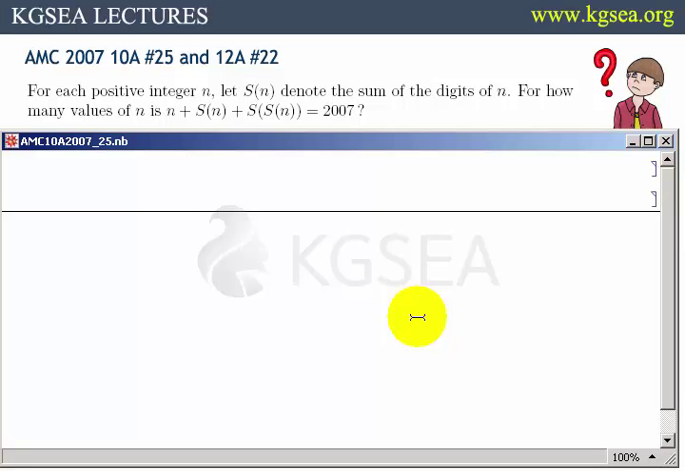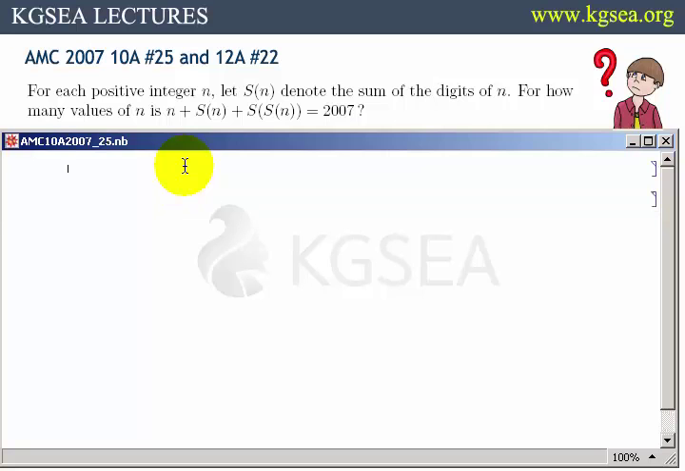For each positive integer n, let s sub n denote the sum of the digits of n. How many values of n satisfy n plus s of n plus s of s of n equals 2007? Do we understand the question?